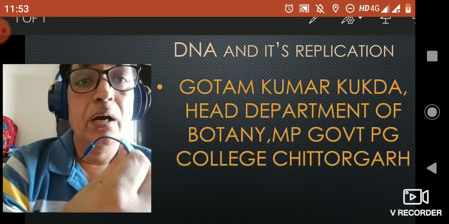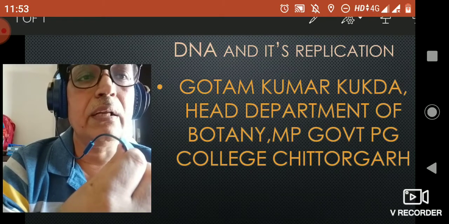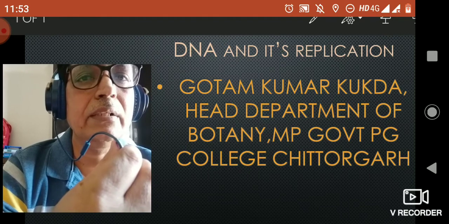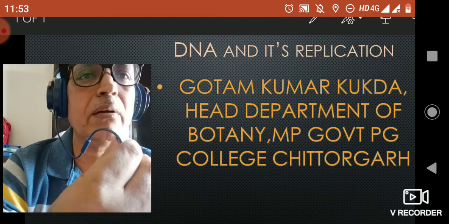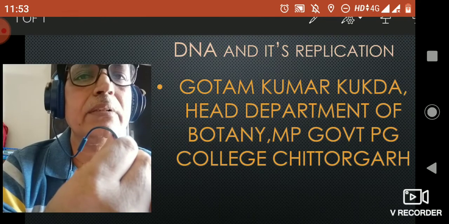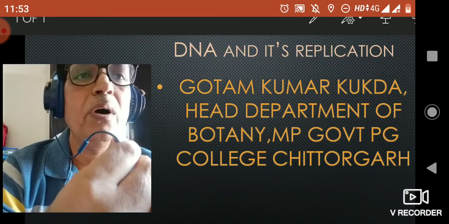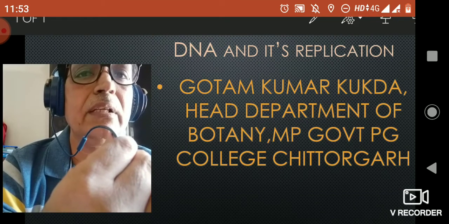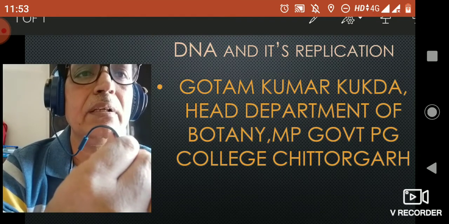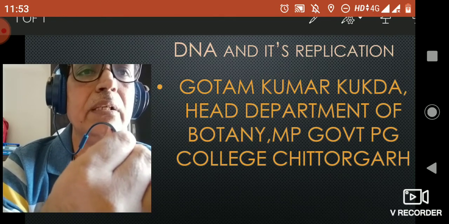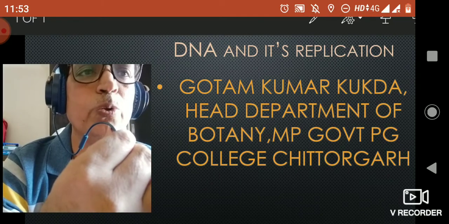Now, how does DNA replicate? DNA replication is the process of multiplication or copying of the DNA. It is also called duplication. Now, where does replication take place? Replication takes place in the nucleus in eukaryotes, whereas it takes place in the cytoplasm in prokaryotes.